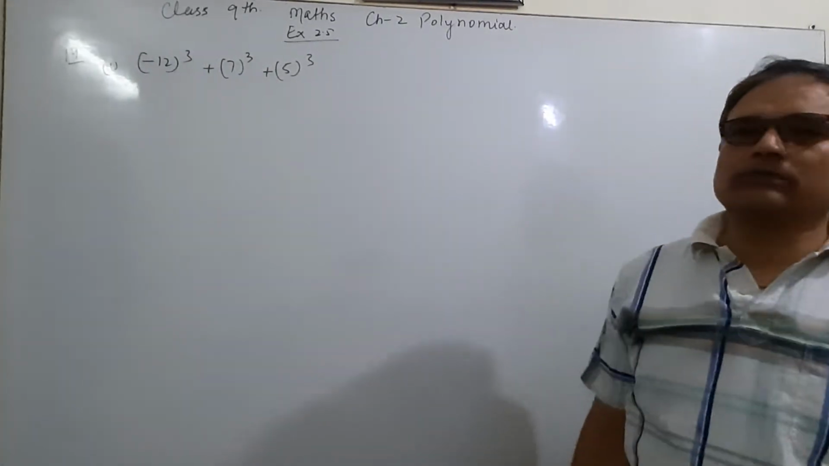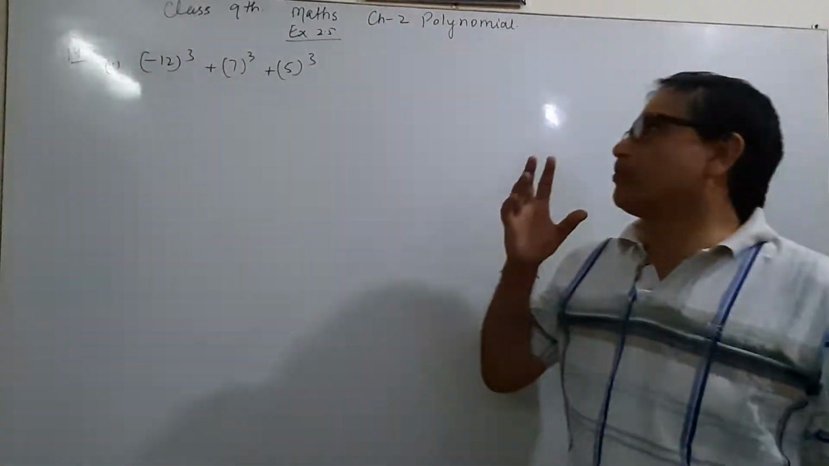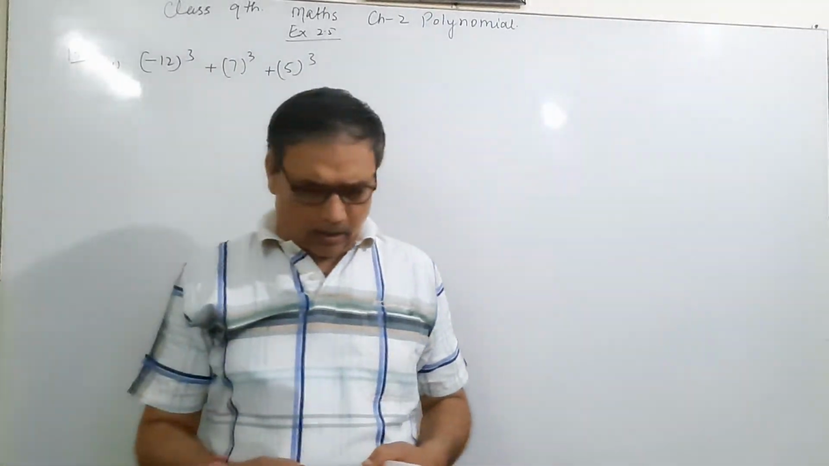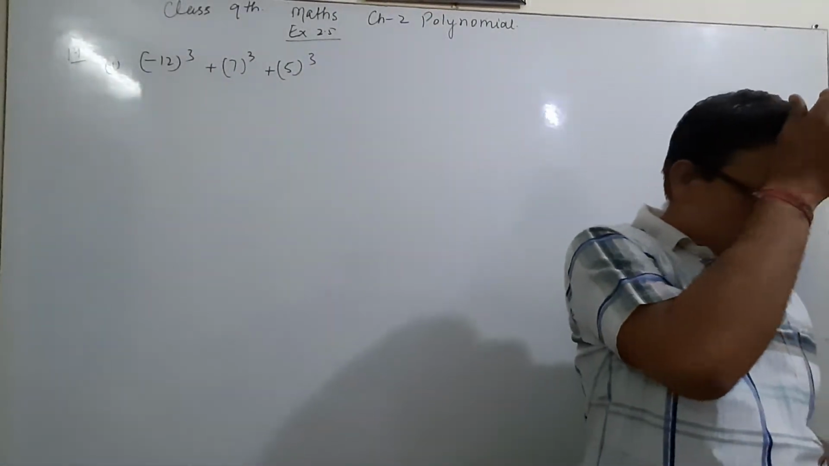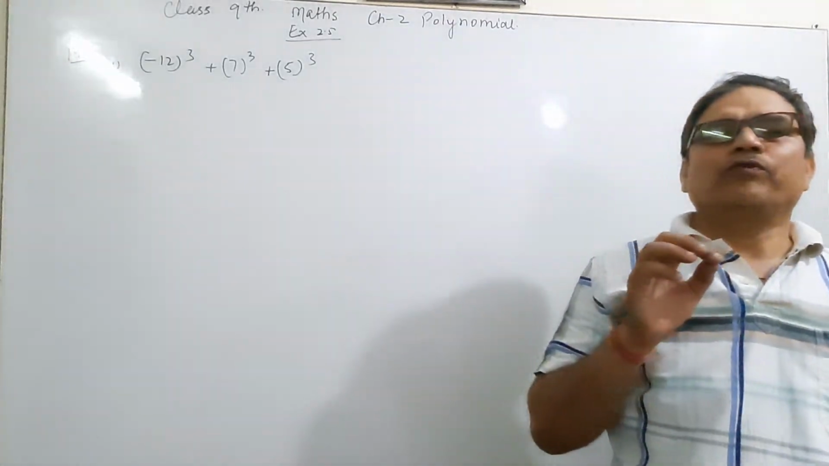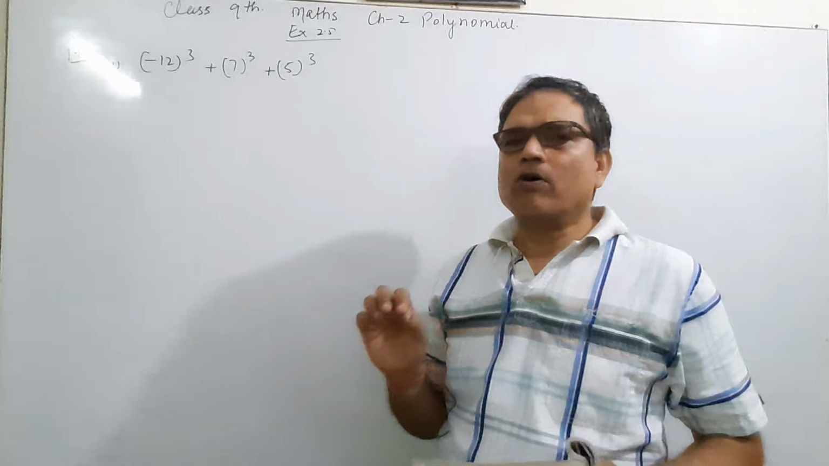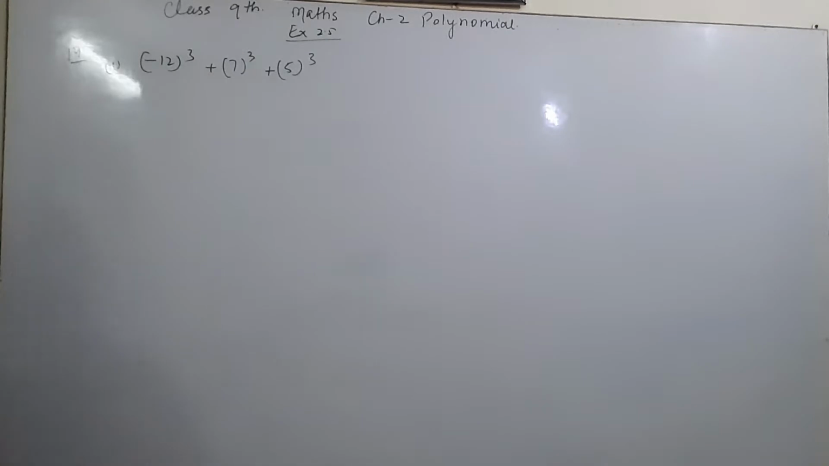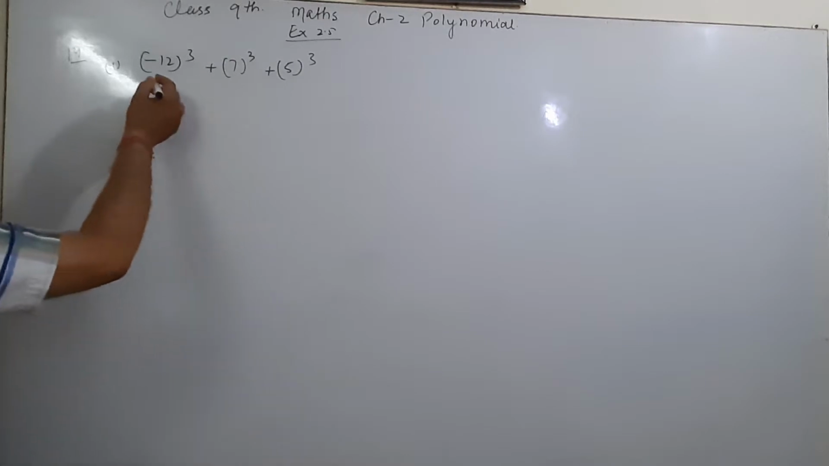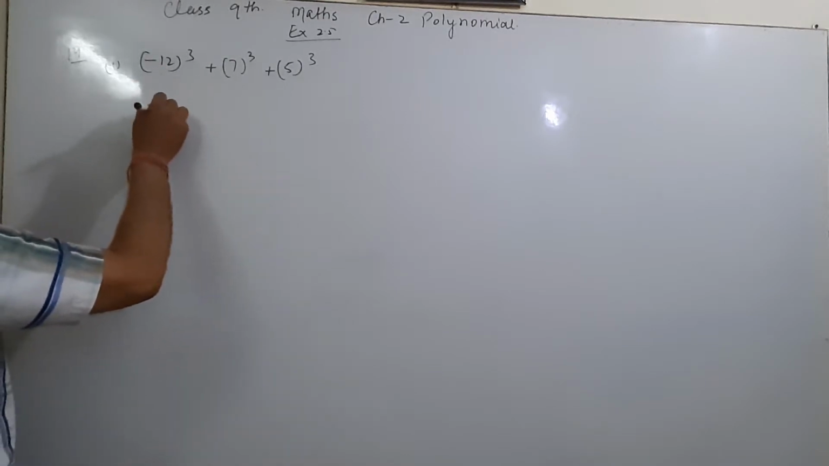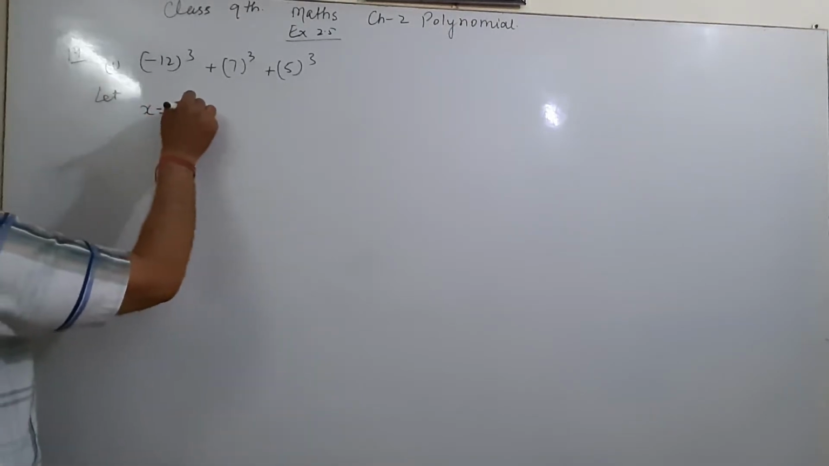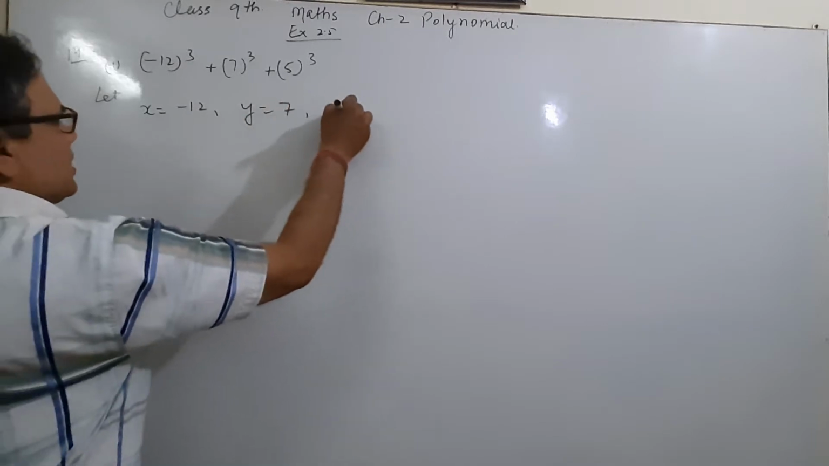And now the three questions were left from exercise 2.5, and we will try to solve them. The 14th question, without actually calculating the cube, means we need not find out the cube of the given number; without cubing we have to find the value of this question. Let x is equal to minus 12, y is equal to 7, z is equal to 5.